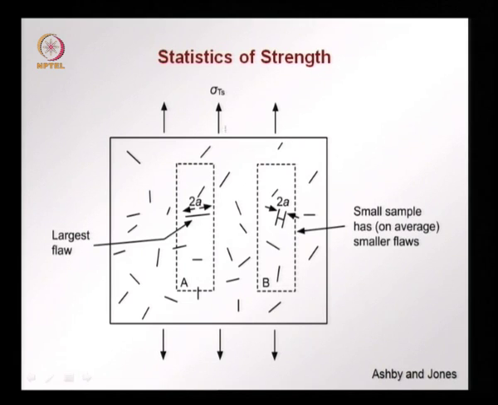So, what we see is, in a large specimen there is always a higher probability of a larger flaw than in a small specimen.